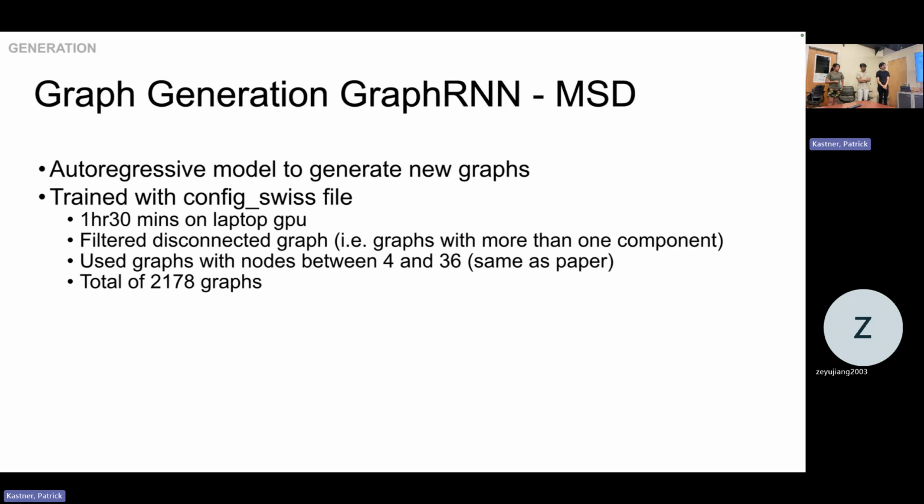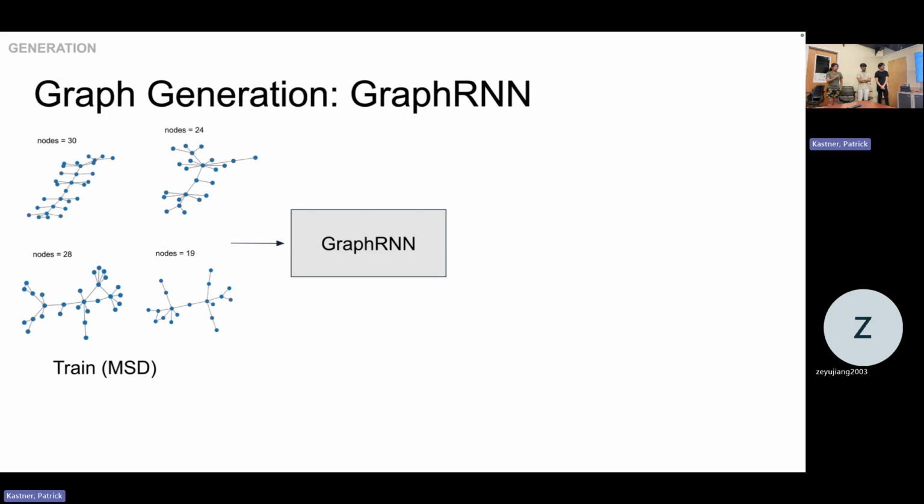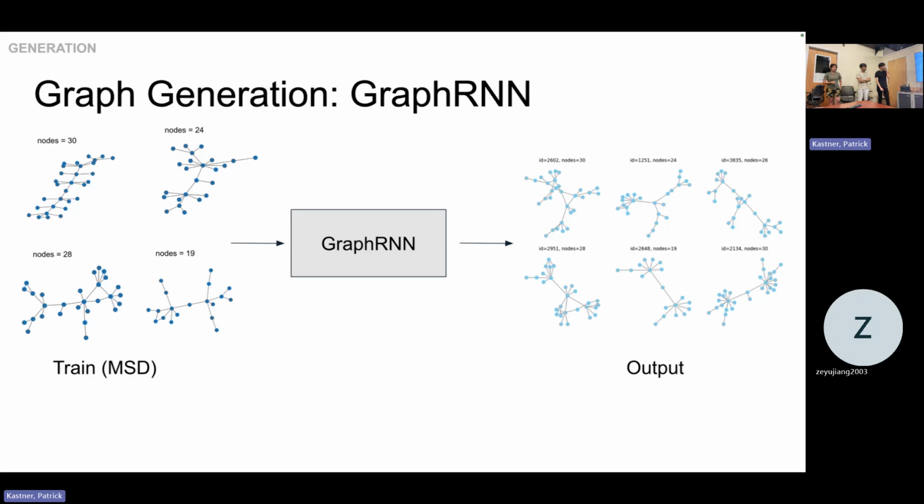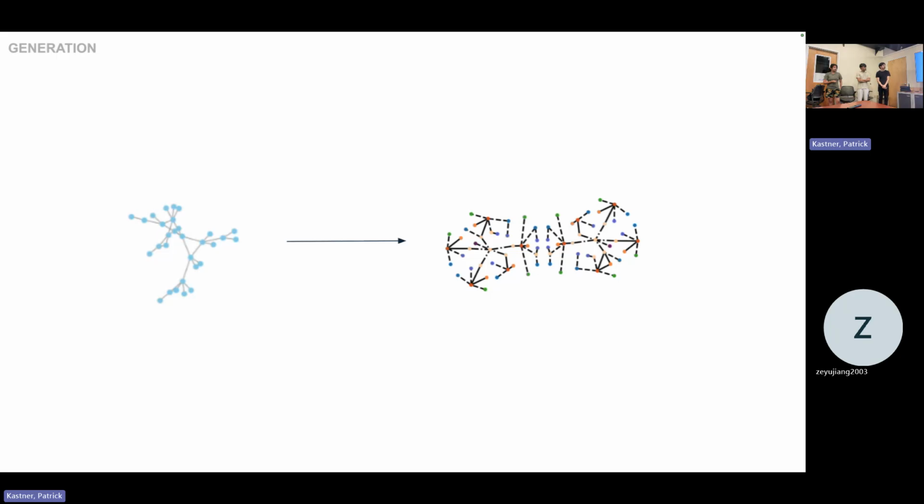And so we use 2,000 graphs. For example, these are the training graphs that we inputted, so you can see that it has a spine, and then it has some of the leaves. And these are our outputs. It looks pretty similar structurally. Now, these are just graphs that only have structure.